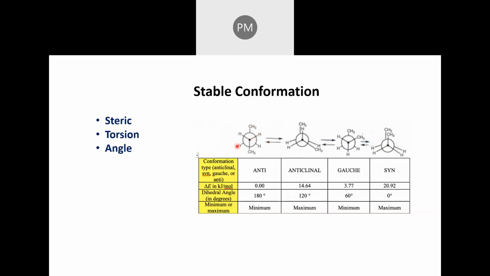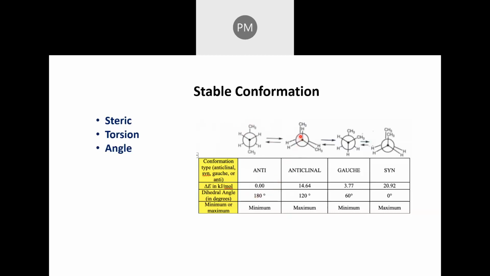So between these two conformations, this is an example of 1,2-dimethyl butane molecule. In this example, we have seen that one conformation is anti, where the two methyl groups are far apart from one another. So there will be no steric interaction, so this conformation should be more stable. Anti means this methyl and this methyl, the dihedral angle between these two will be 180 degree.